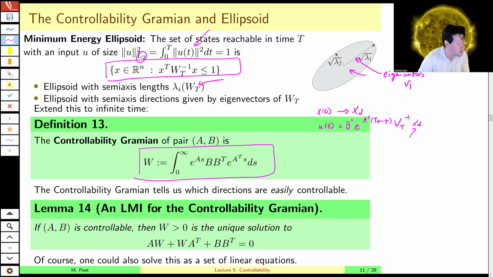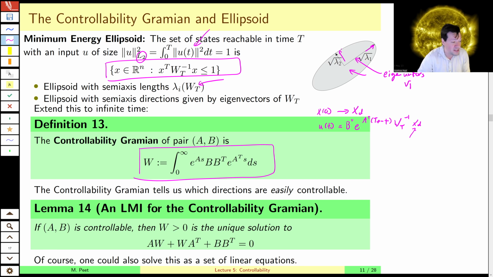So what does this tell us, right? Well, it tells us a couple of things. It says that if this length is longer, then that direction is more controllable. Well, why does it tell us that? It means we can get farther in that direction with an input of energy 1, right? So if we wanted to go this far, when we only have 1 unit of energy, we can get farther than if we wanted to go this direction and we only have 1 unit of energy.